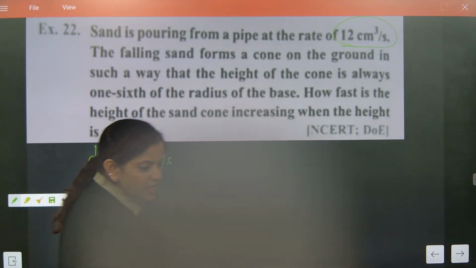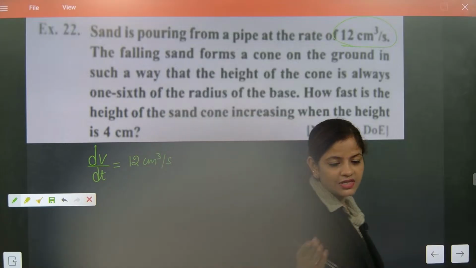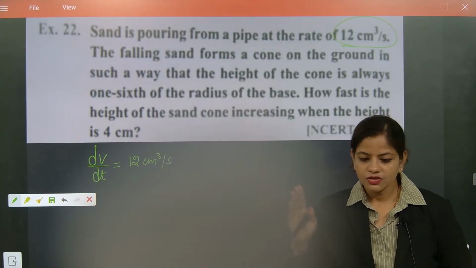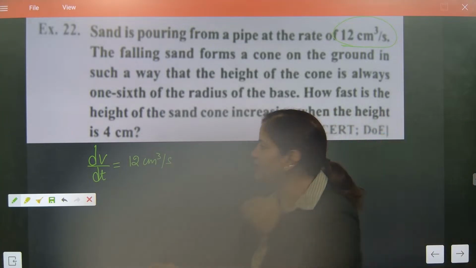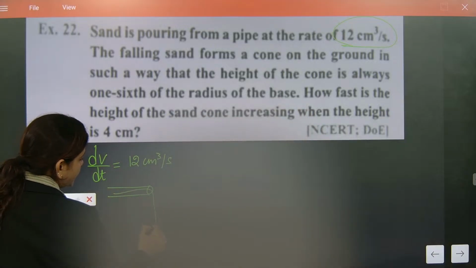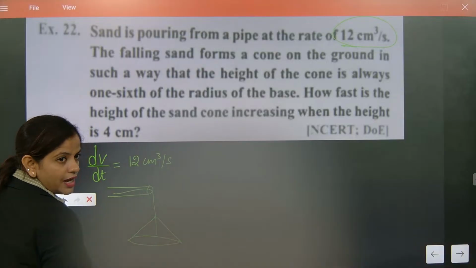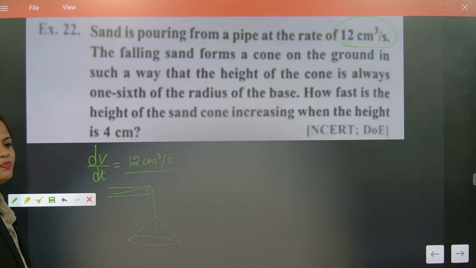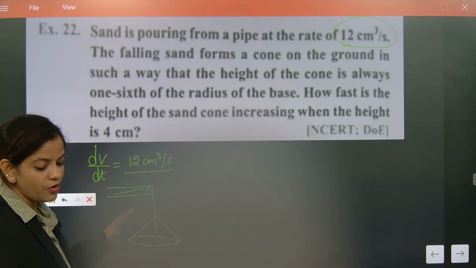Mehan, look very nicely, beta. Whenever it is centimeter cube per second, they are not dealing with any other quantity, they are dealing with volume. Understood? So they give the rate of change of volume. So that means what? Something is dropping this sand, and the sand is taking the shape of a cone. And what is the rate of taking the shape of a cone? 12 centimeter cube per second is the rate with which it is taking the shape of a cone.